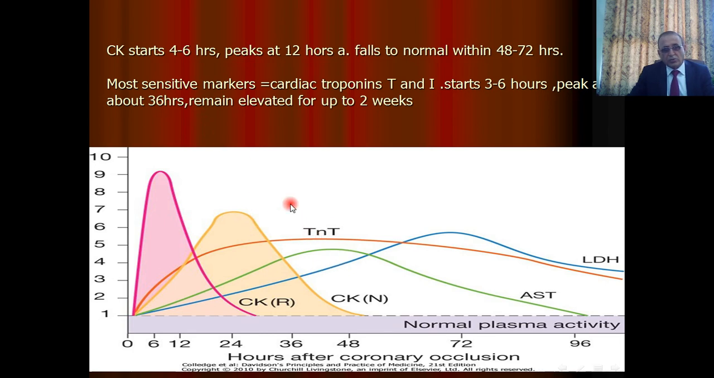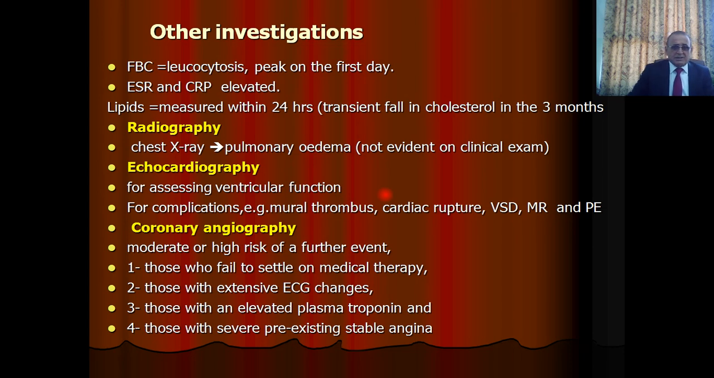This is the most sensitive one. Cardiac troponin T and I starts to rise in 3 to 6 hours, peaks in 36 hours, and remains elevated for 2 weeks. By the way, there are other markers, but they are not specific. For example, you have AST, aspartate transaminase, and lactic dehydrogenase, LDH. These are released from myocardial cell, but they are not specific because they are released from RBC and liver. These are the two most important investigations.